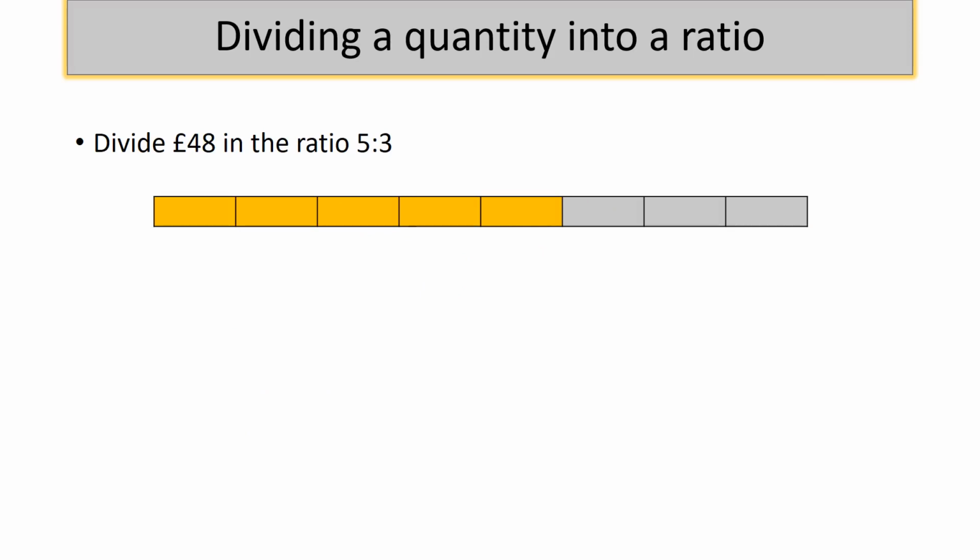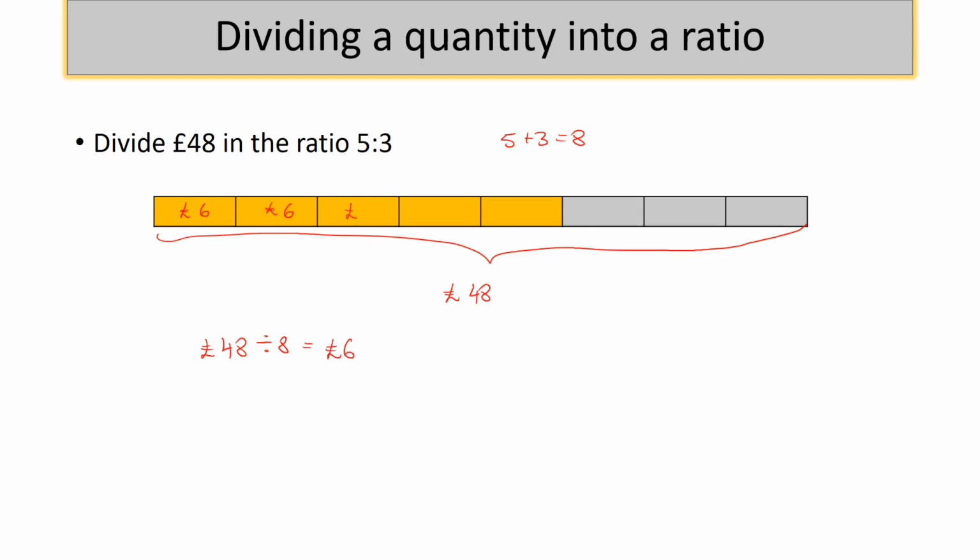In this question, we need to divide 48 pounds in the ratio 5:3. You can already see the bar that I'm going to use to solve this problem. The ratio is 5:3. That's why I have 5 yellow boxes and 3 grey boxes. So altogether, that is supposed to be 48 pounds, and altogether I've got 8 boxes. 5 plus 3 is 8. So 48 needs to be divided by 8. That is 6. So 6 is how much each box is worth.